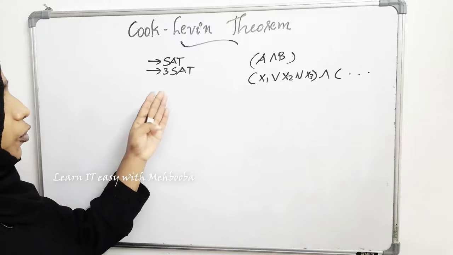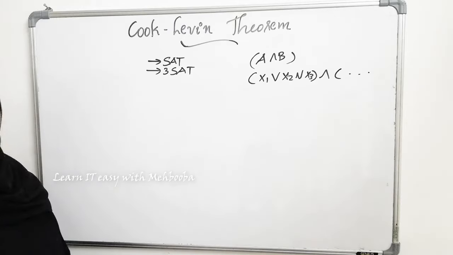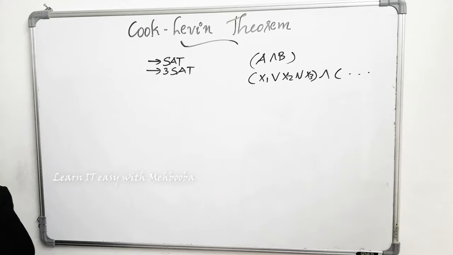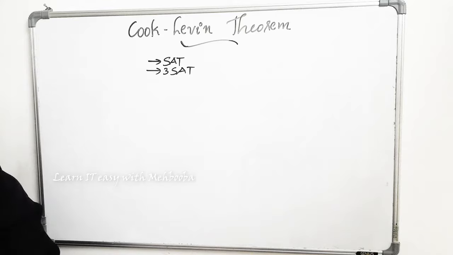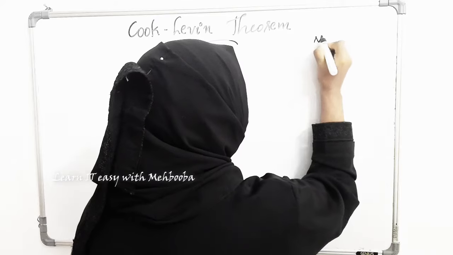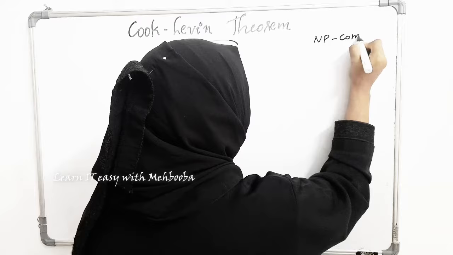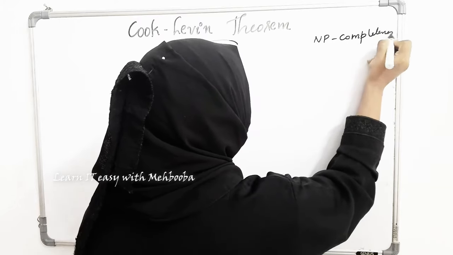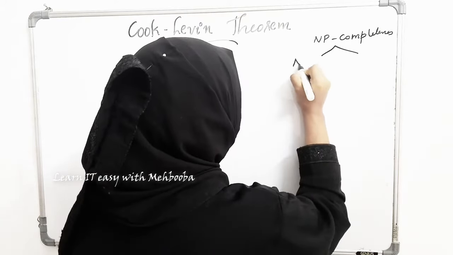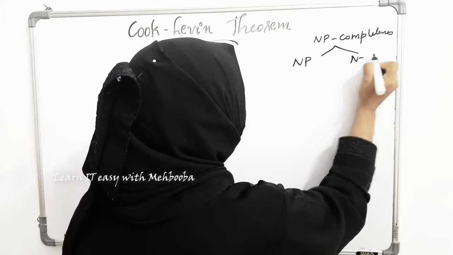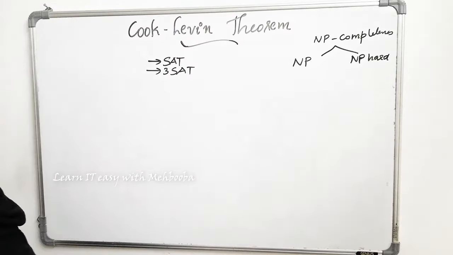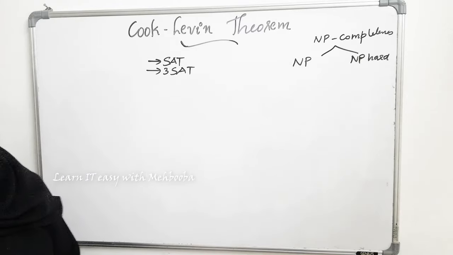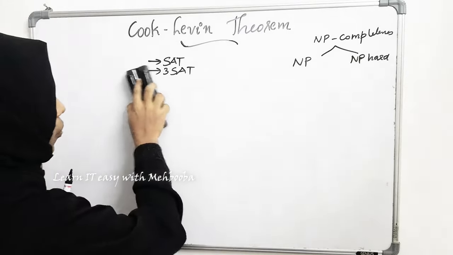So we have to prove that SAT and 3 SAT are NP complete. That is what the statement of the Cook-Levin theorem is. For some problem to be NP complete, there are 2 conditions. First one is that it should be NP. Second one is that it should be NP hard. These are the 2 conditions, so we will address them one by one. We will initially prove that SAT is NP complete and then we will narrow it down to 3 SAT.